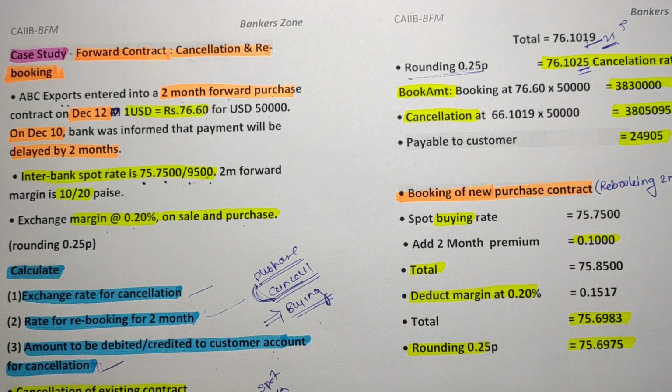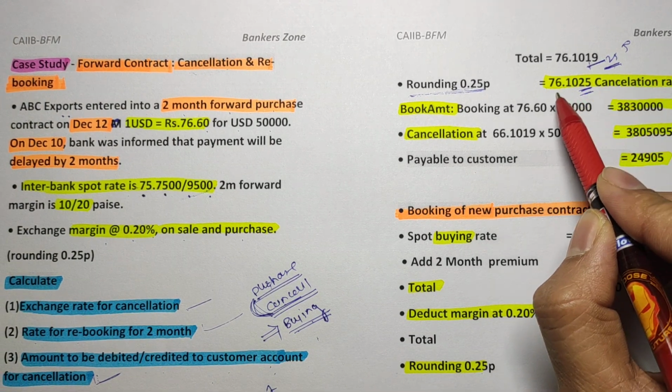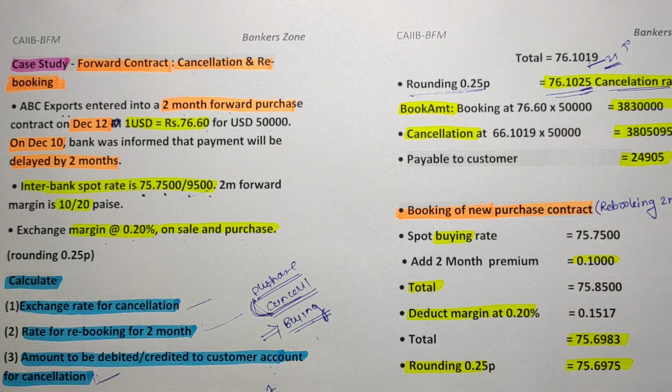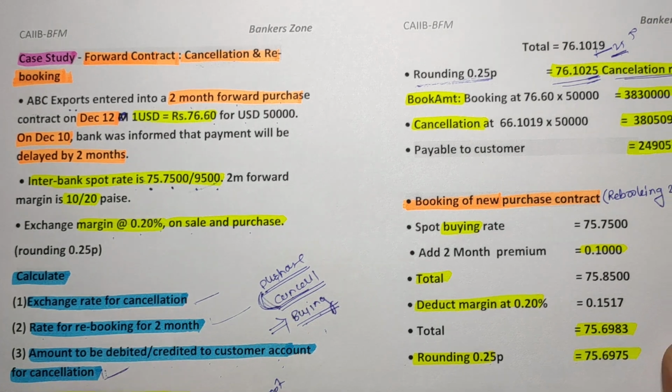So we have done the cancellation of the purchase, that is the selling rate. So we come to know that the cancellation of purchase, that is the selling rate, will become 76.1025. That is our cancellation rate. Now we have to find the amount to be credited or debited to the customer's account. So how to do that?